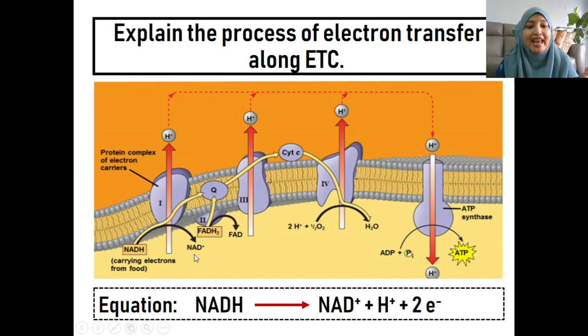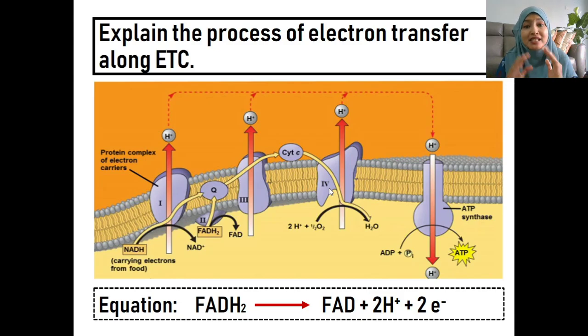And the last point, energy is used to pump H plus ion from matrix of mitochondria to intermembrane space. Each NADH able to pump 3 H plus ion via complex 1, complex 3 and complex 4. Simple, right? How about FADH2? The story is the same, but you just focus on the pathway that FADH2 pass through.